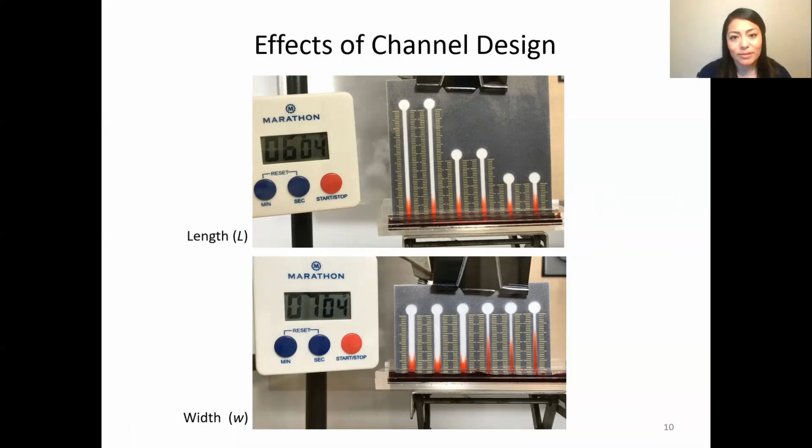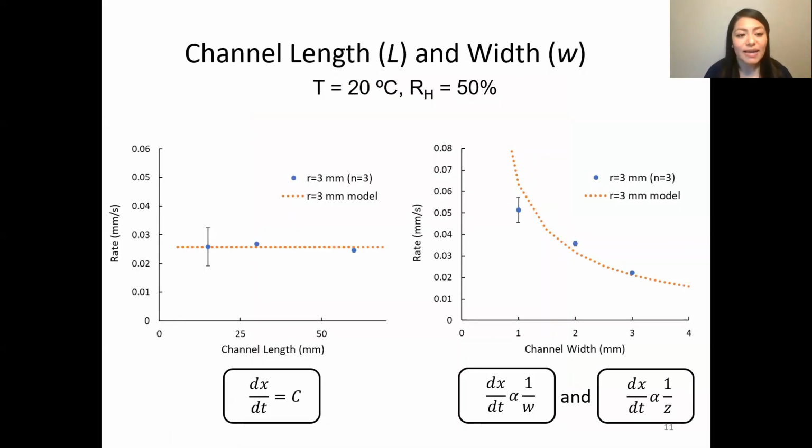And here are my plots. On the left side, you can see the rate versus the channel length, where we can confirm that the EDCF rate remains constant. And when you take a look at the rate versus the channel width, we see that the rate is actually inversely proportional to the width of the channel. We also infer that this happens with the thickness of the channel, as they are very similar terms.